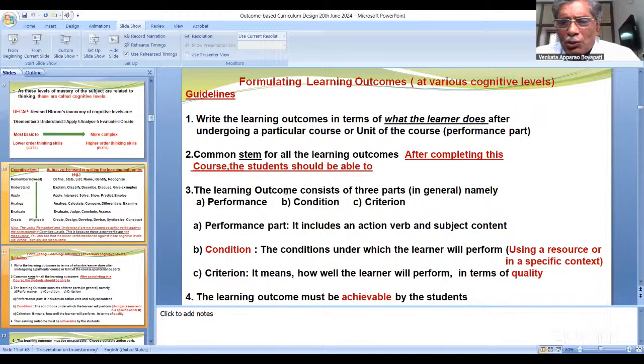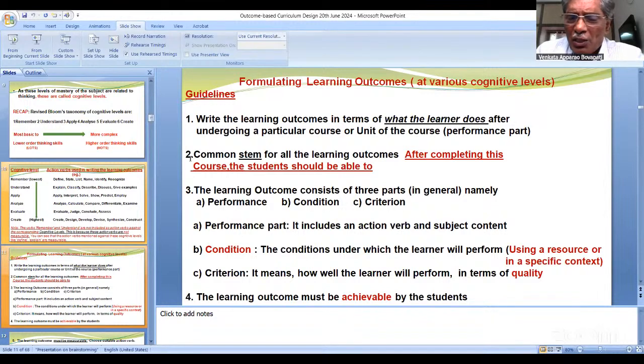Then I have developed 12 guidelines which will help you in writing the learning outcomes perfectly, standard and error-free learning outcomes, when you consider the international standards. Based on my own expertise and the expertise of others in the field, I have consolidated and written 12 guidelines which will be useful to you to write the learning outcomes of any given course. The first guideline is to write the learning outcomes in terms of what the learner does, in terms of what the student does.